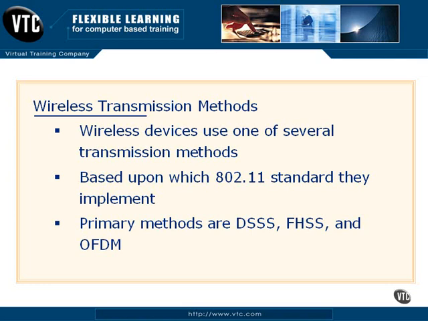Let's look at the three wireless transmission methods that are more commonly in use today with wireless networks. Now, wireless devices use one of three transmission methods that are based upon the 802.11 standard they implement. The three primary methods are DSSS, FHSS, and OFDM, and we'll talk about all three of those and dispel the alphabet soup that they are.